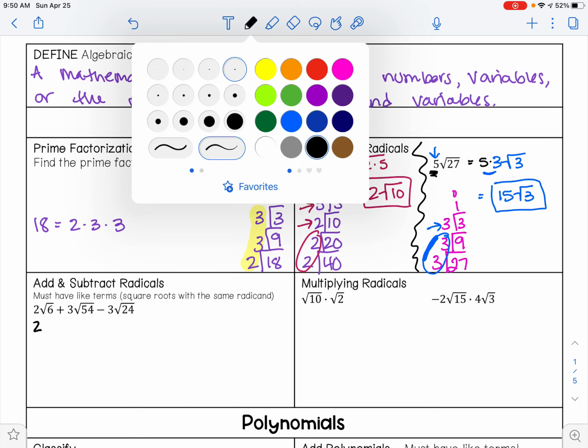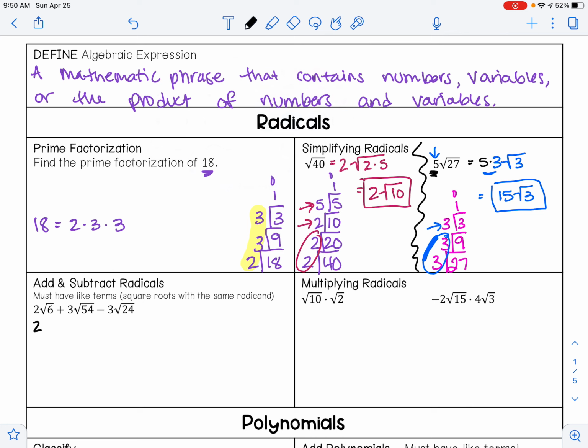So the smallest prime number that goes into 6 is 2. 2 goes into 6 3 times. The smallest prime number that goes into 3 is 3. 3 goes into itself once. So I don't have any pairs here, so that tells me that the square root of 6 is already simplified.